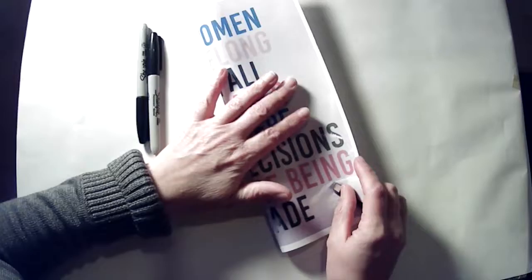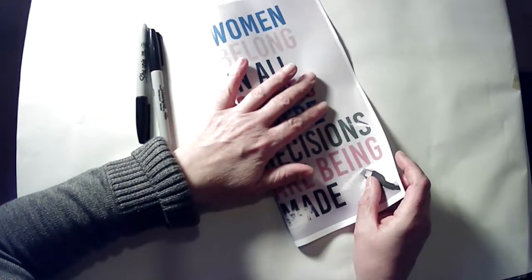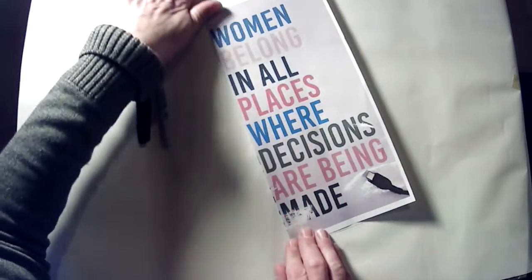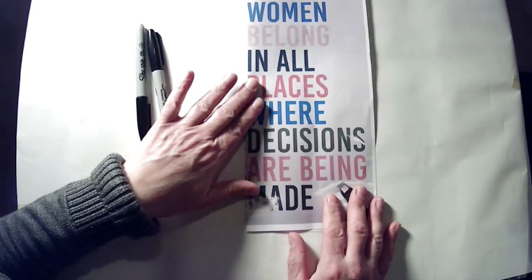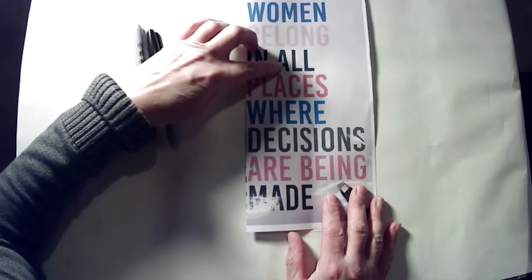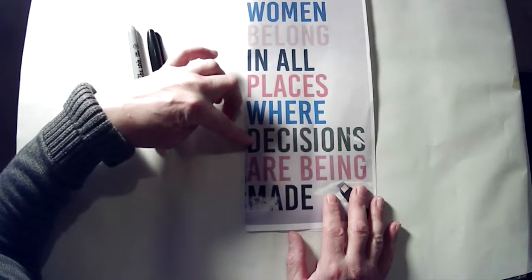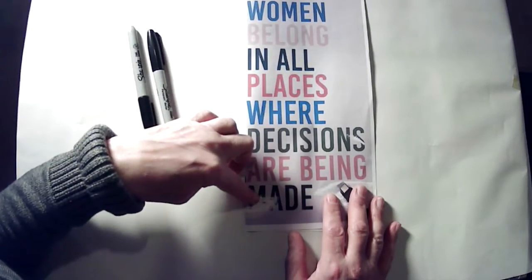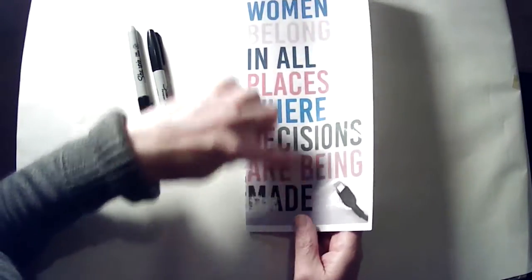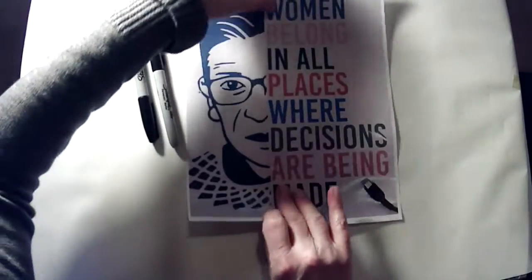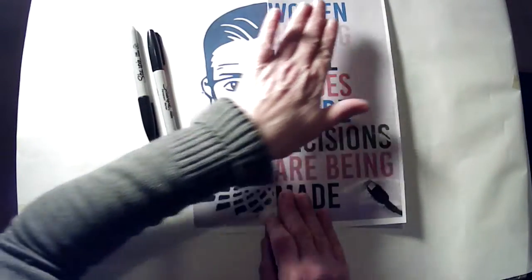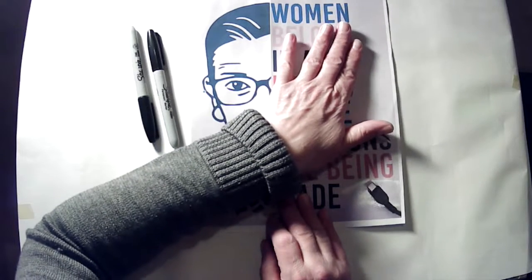On this other half, you can see that there's a statement that she had made. Women belong in all places where decisions are being made. So that's the other half of the poster or the piece of art. So one half is of her face, one half is a quote.